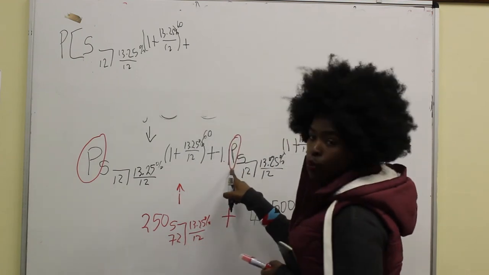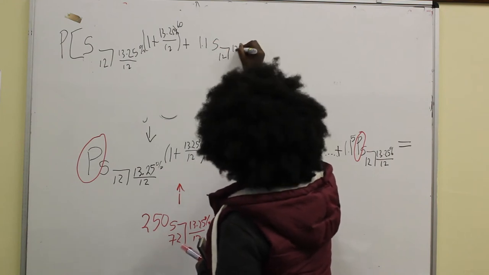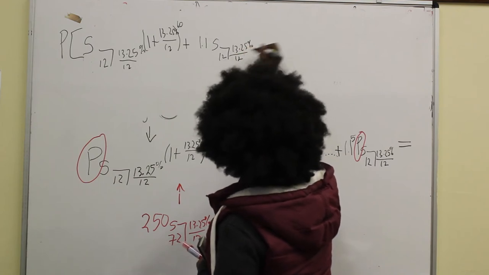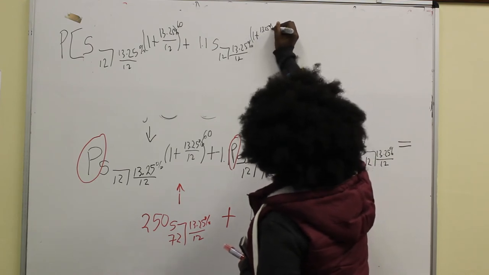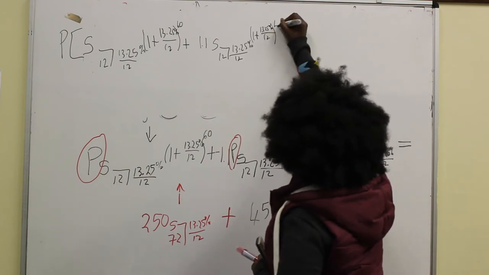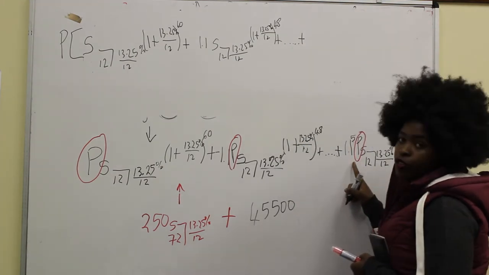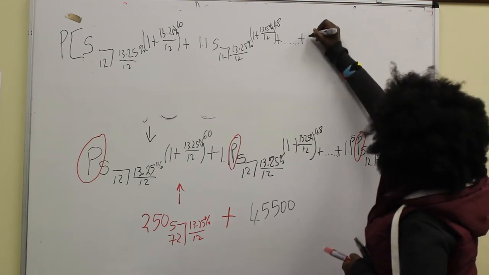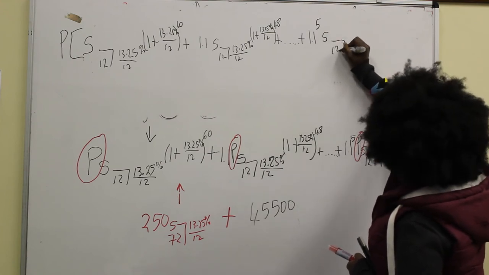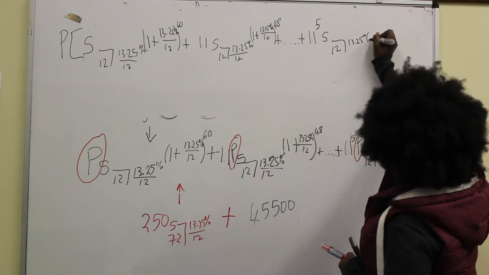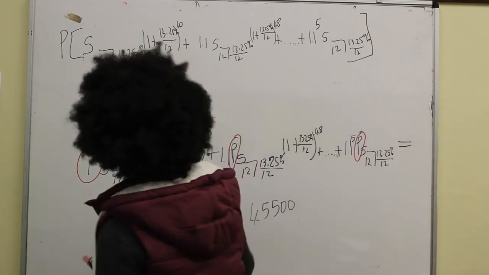Plus here I take out again, so I am left with 13.25% divided by 12. Now the bracket that goes with it is 1 plus 13.25% divided by 12. The power here is 48. Then plus dot dot dot plus, up to the last term. In the last term I also take out the factor, so I am left with 1 to the power 5 and 13.25% divided by 12. That closes my bracket. So I have taken out the common factor.